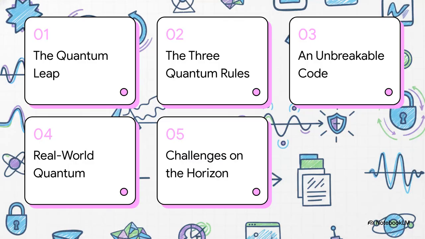So here's the plan. First, we'll cover the huge leap from the bits and bytes we use today to these new things called qubits. Then we'll get into the 3 wild quantum rules that make this whole thing work. After that, we'll see how those rules create a literally unbreakable code, check out where this tech is already popping up in the real world, and wrap up by looking at the big challenges that are still on the horizon.